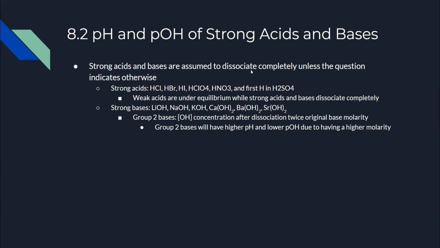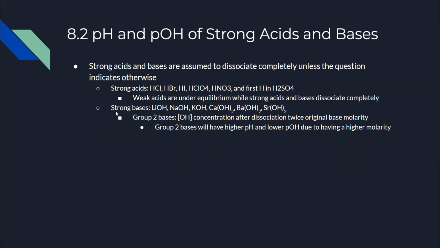The thing with strong acids and bases is that they're assumed to dissociate completely unless the question indicates otherwise. Here are the 7 strong acids: HCl, HBr, HI, HClO4, HClO3, HNO3, and H2SO4. But that's only the first H in H2SO4, so it creates HSO4 minus. Weak acids are under equilibrium, while strong acids and bases dissociate completely.